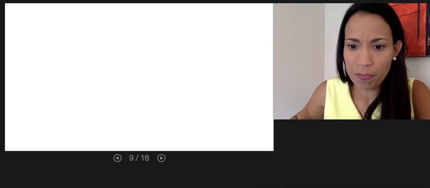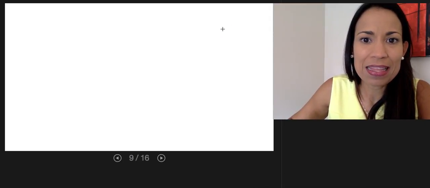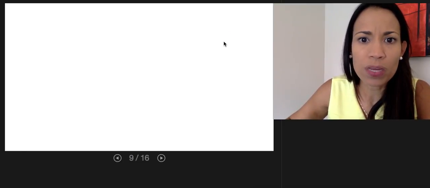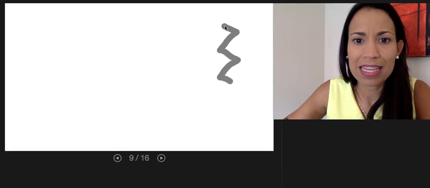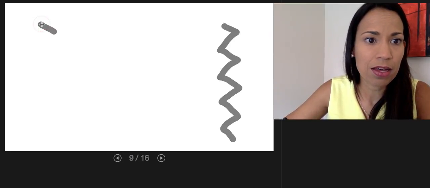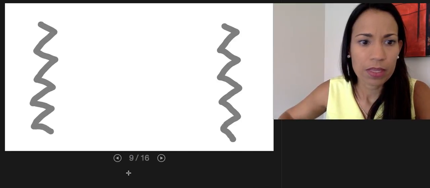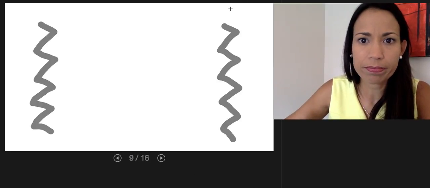Let's start by drawing a Z line, which marks the beginning, but also the end of a sarcomere. So this is the Z line or Z disc.